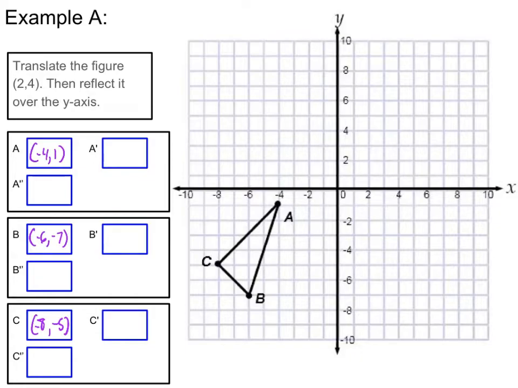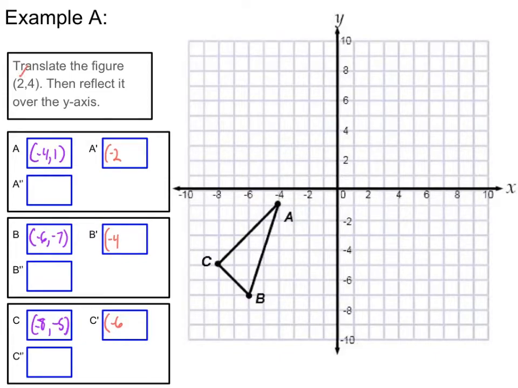So now that we've done that, we're going to make the first transformation, which is to translate 2, 4. So when I'm translating 2, I know that's going to be moving to the right or adding 2 to each of my points. So I'm going to be adding -4 and +2, which is going to give me -2. I'm going to do the same thing to B. So -6, I'm going to add 2, I'm going to get -4. And then -8, I'm going to add 2, and I'm going to get -6. So I've done the first part of that transformation.